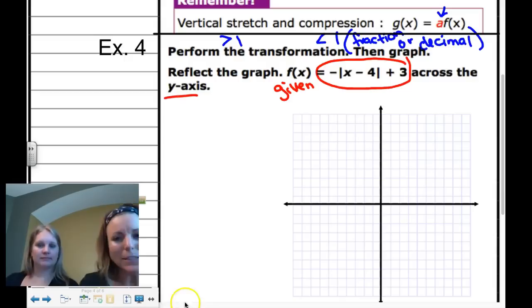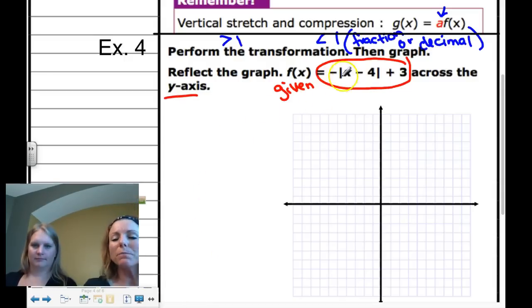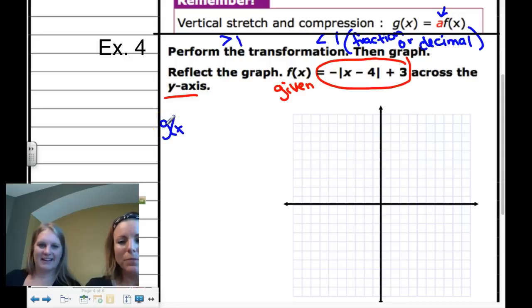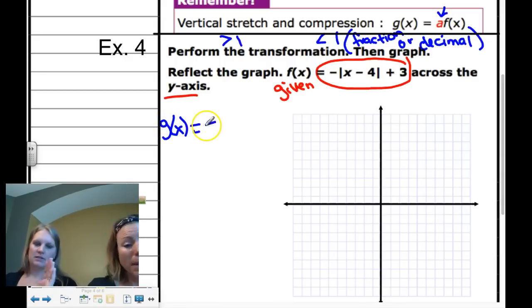The x. Right. So let's write our rule. So let's write g of x. G of x equals the negative out front stays, because we would do something with that if we were reflecting across the x-axis. But we're not. So now you do an absolute value instead of x. We're changing our x now to a negative x minus 4. And then you just copy everything down.